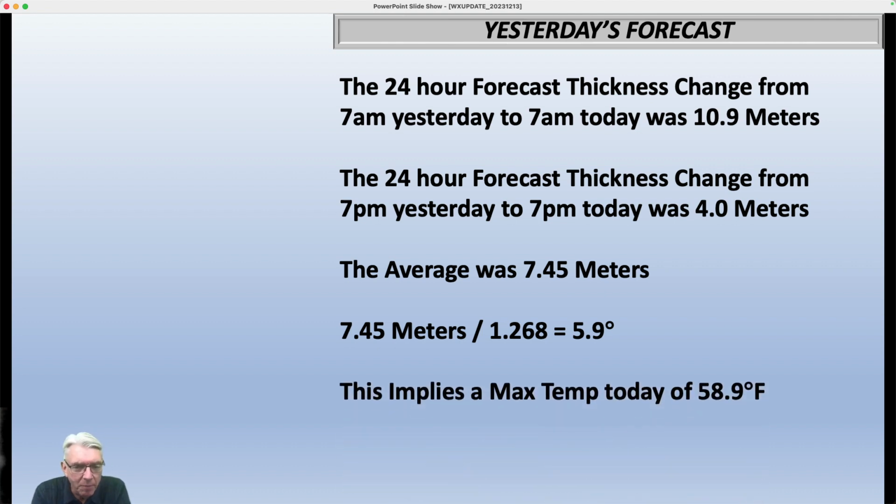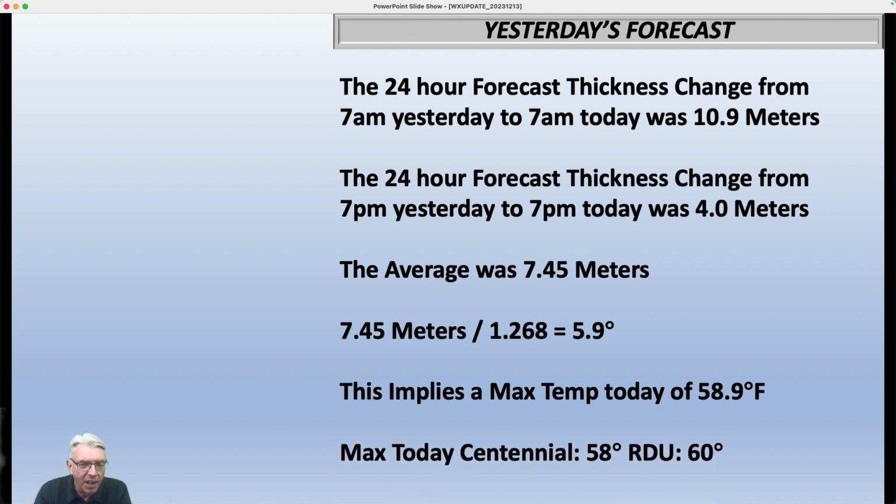That implies a max temperature today of 58.9, because remember the high Tuesday was 53, you add 5.9 to that, and you get 58.9. Well, the max temperature yesterday at Centennial was 58, and it was 60 at RDU, and 58.9 is right in the middle. The ensemble mean forecast was 56.9, so it was just a little bit too cool.